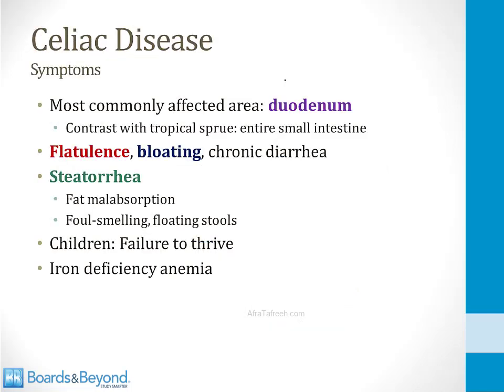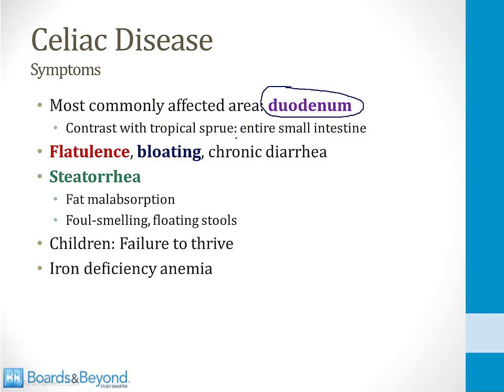To understand the symptoms of celiac disease, the most important thing to remember is that the duodenum is the most commonly affected portion of the small bowel. Any part of the small intestine can be affected, but the duodenum is most common, and this should make sense to you. You know that this disorder is triggered by exposure to gluten, and when we consume gluten, the first part of our small intestine that encounters the gluten molecules is the duodenum, so it's logical that this would be the most commonly affected area. And this is in contrast to tropical sprue, which we'll talk about in a minute.